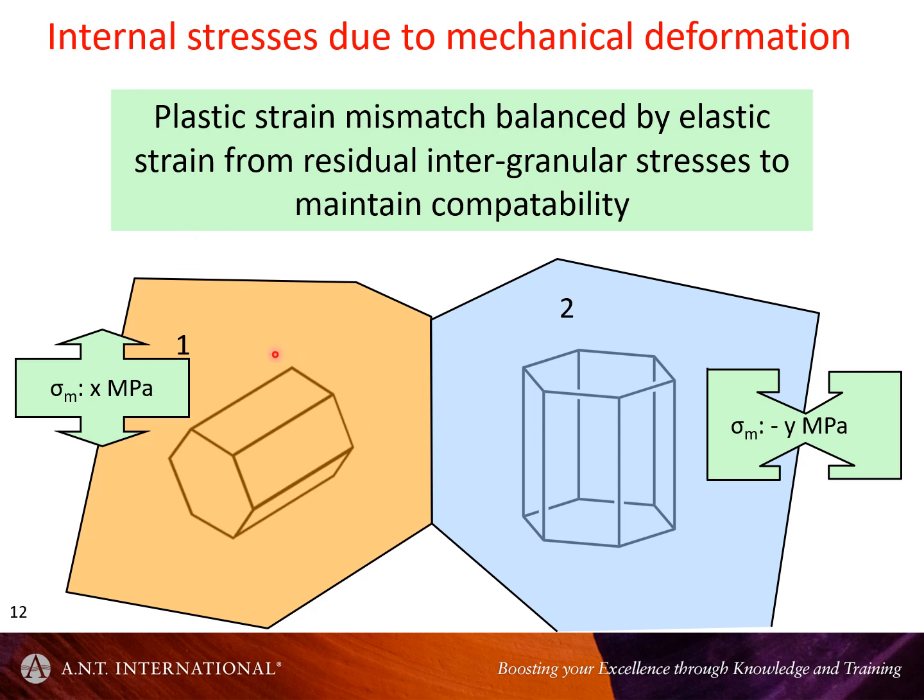And so because this grain has plastically deformed more than this grain, but it still has to be joined to this grain, and because this grain has plastically deformed less than this grain, but it still has to be joined, the two maintain their compatibility by having different elastic stresses, so that the length of this contact region is the same.